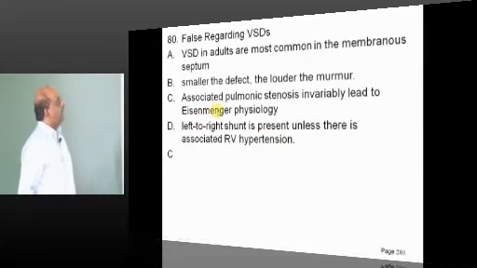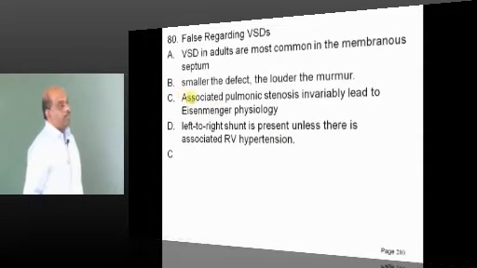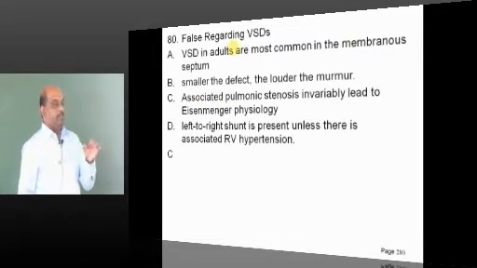Sir, what about A? In VSD, membranous, yes, most of them will close off, no sir. So in adults, it won't be. The question is simple: muscular or membranous, where is the defect? Membranous will mostly close, no sir. That's a different story.